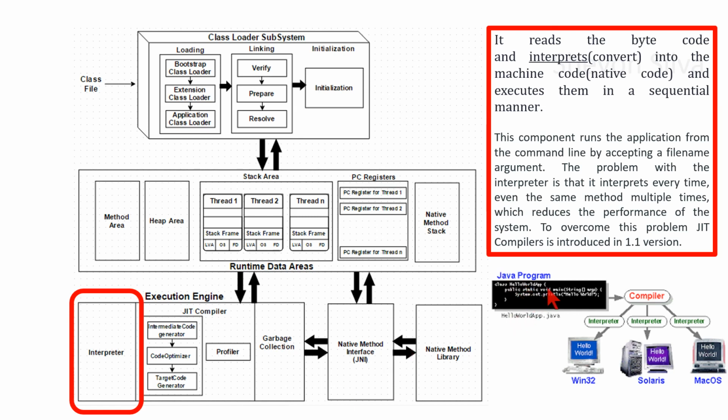Here you can see the Java source program. For example, it's compiled and produces the bytecode here, and this interpreter interprets it into the machine code related to the Win32 platform, and this interpreter converts the class file instructions into Solaris machine code instructions, and this interpreter converts Java bytecode instructions into macOS machine code instructions.